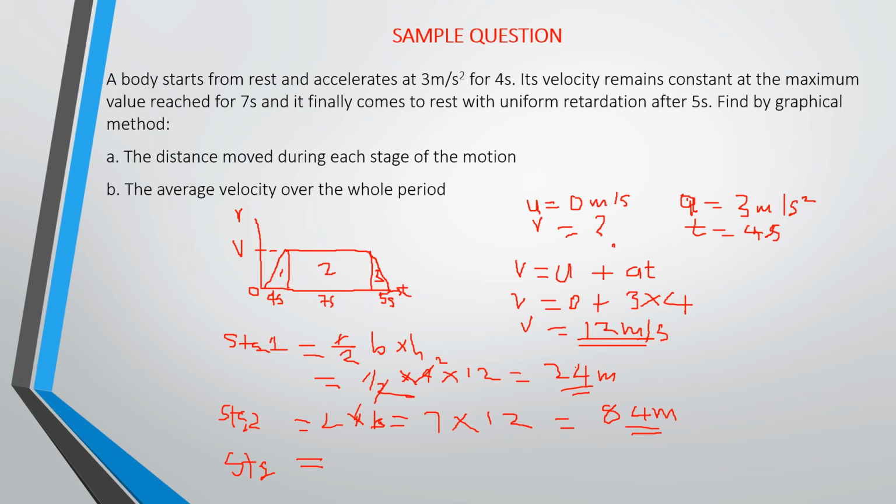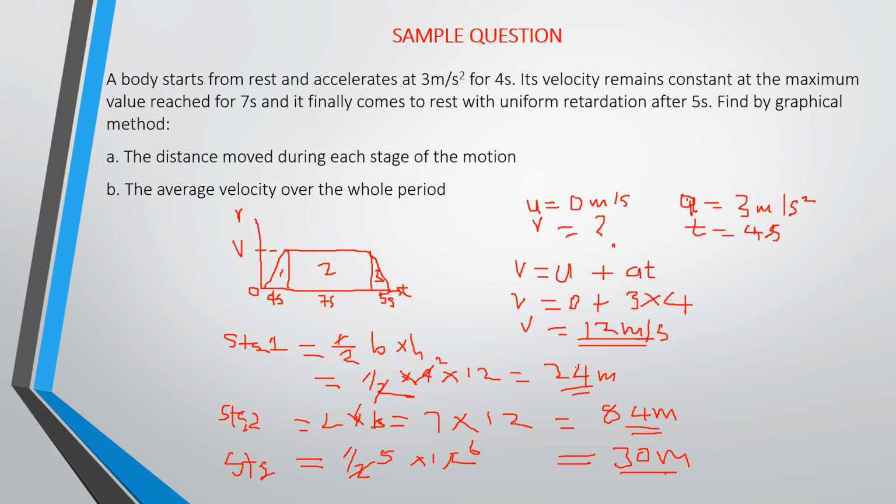So for stage 3, you are looking at this deceleration aspect. So that gives us half times 5 times 12. Okay, so 2 can cancel this. You have 6, and 6 times 5 is equal to 30. Alright, so this is it.